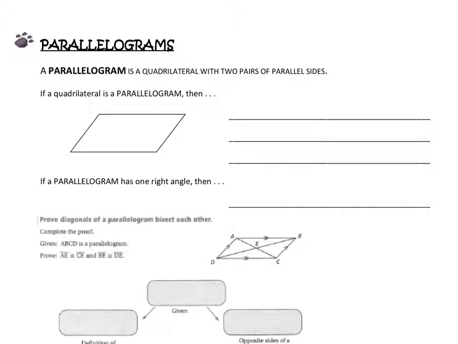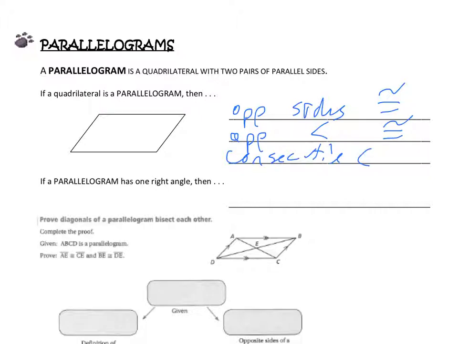Okay, a couple things. A parallelogram is a quadrilateral with two pairs of parallel sides. That's what it is. If a quadrilateral is a parallelogram, then these are things that we know to be true. Opposite sides are congruent. Opposite angles are congruent. Consecutive angles are supplementary. That means they add up to 180. These would be consecutive angles. They would add up to equal 180.